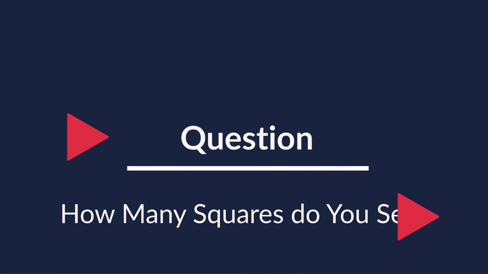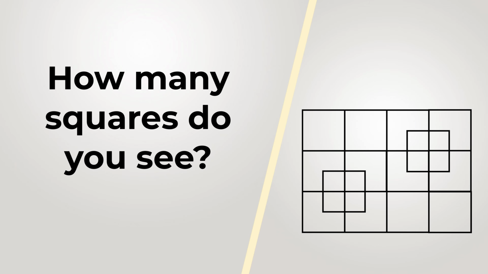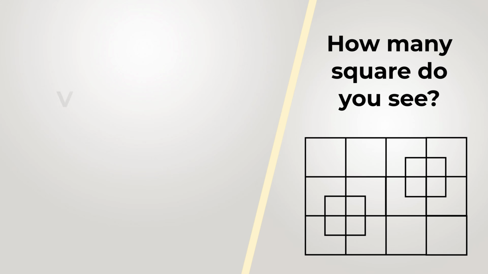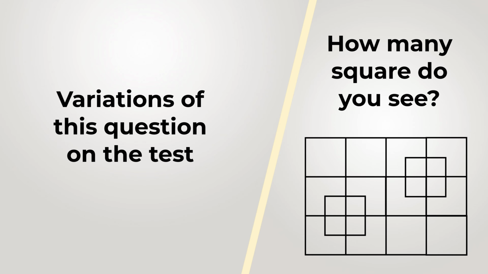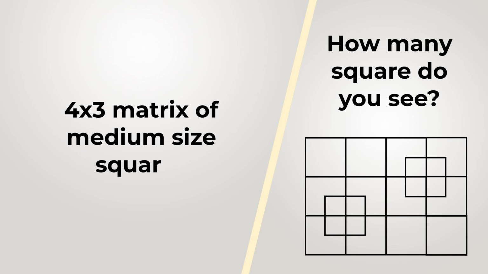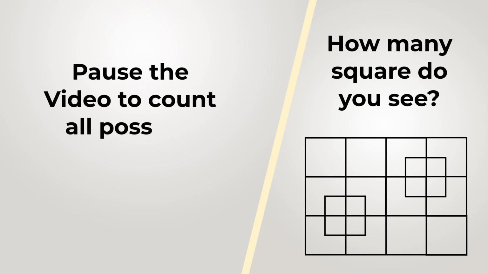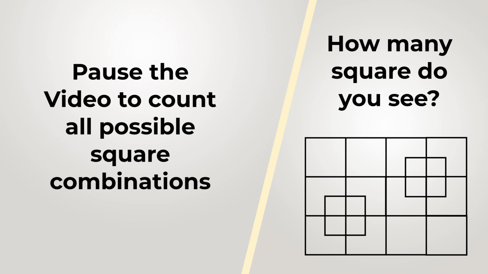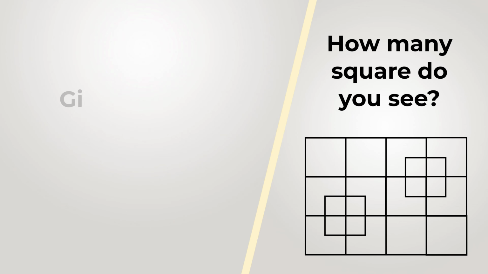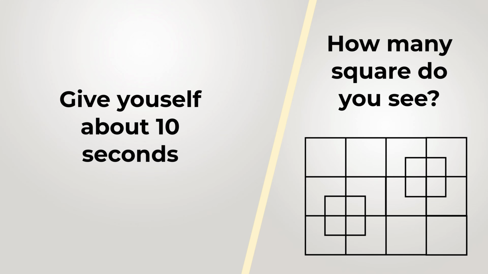I gotta tell you, I love this question. This is such a unique question, and we see a lot of variations of this question in the test. In this particular version, you are presented with the 4x3 matrix of squares, and then you see 2 additional squares on top of the medium-sized squares. And the question is, how many squares do you see on the picture? Take a closer look and give yourself a little bit of time to find out the answer. Feel free to pause this video if you need more time.